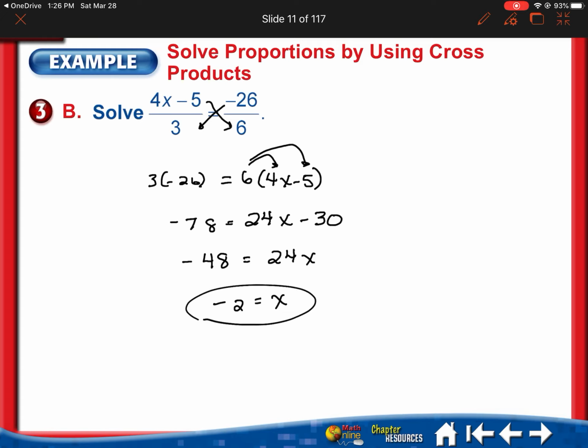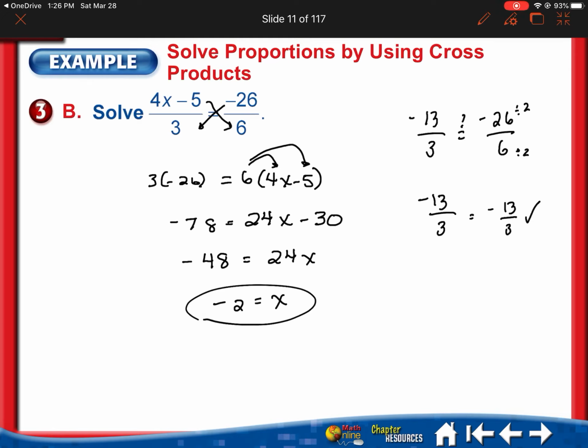We can check this by substituting it back in. So if I take 4 times negative 2, that's negative 8. Negative 8 minus 5 is negative 13 over 3. And does that equal negative 26 over 6? Yes, if I simplify negative 26 over 6, if I divide them each by 2, I get negative 13 over 3 is equal to negative 13 over 3. So therefore we know our answer is correct.